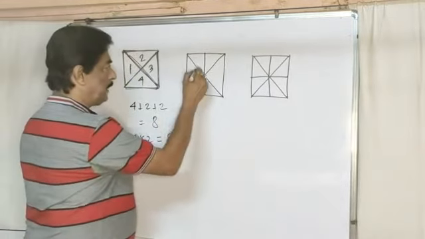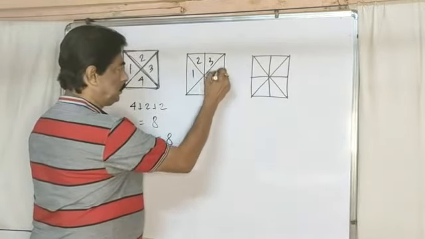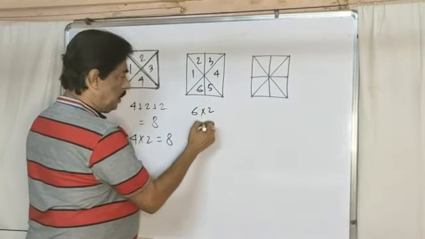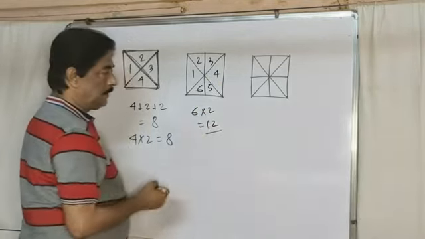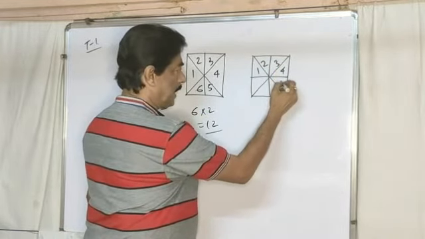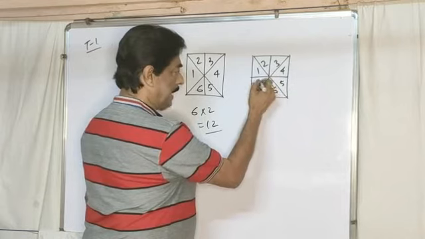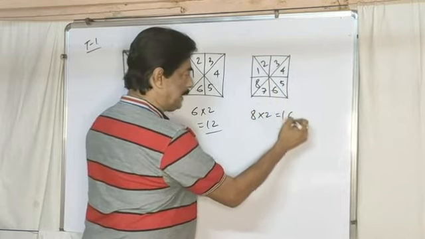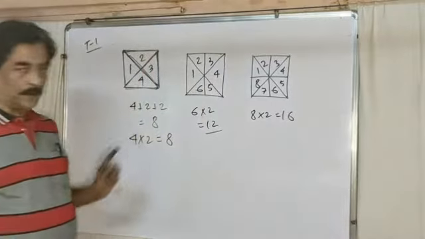Similarly, 1, 2, 3, 4, 5 and 6. What is the highest number? 6. Multiplied by 2, total 12 triangles inside the figure. 1, 2, 3, 4, 5, 6, 7 and 8. What is the highest number? 8. Multiplied by 2, 16 triangles inside the figure. This is your type number 1.